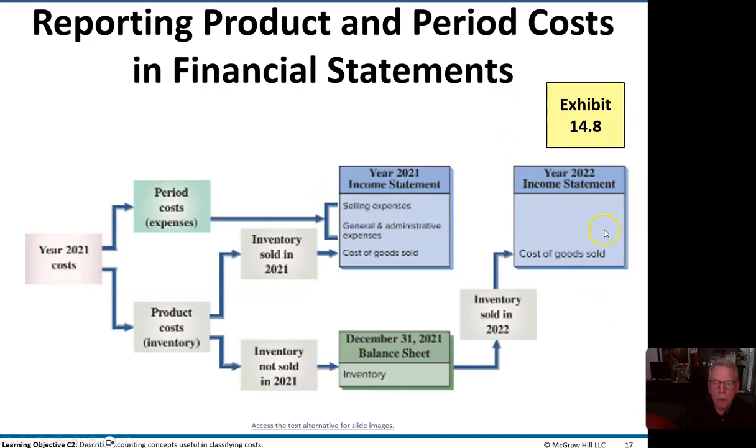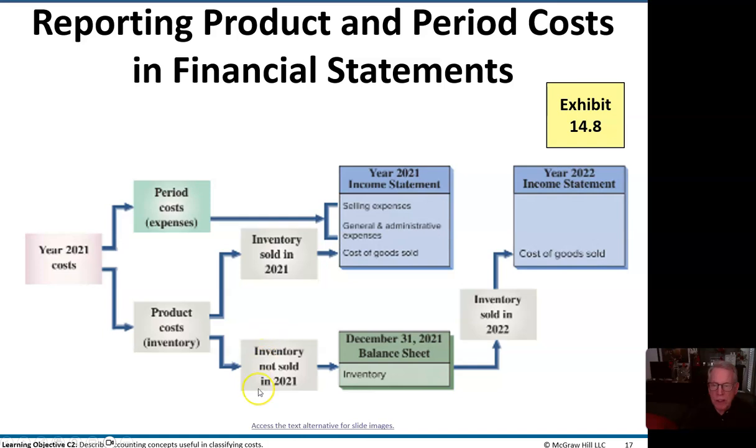Okay, so this is how we would put this all together. Here in year 2001, we have our period costs, our expenses, and our product costs. Product costs are generally inventory. So inventory that's sold in 2021 will roll into cost of goods sold. The period costs will be reported in the month, usually, that they occur, the selling expenses and the G&A expenses in our income statement.